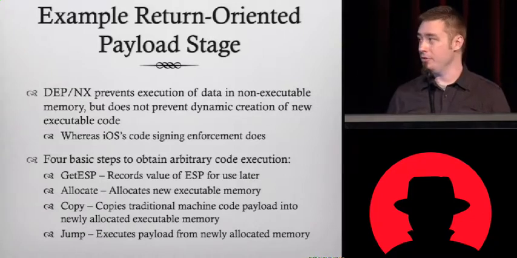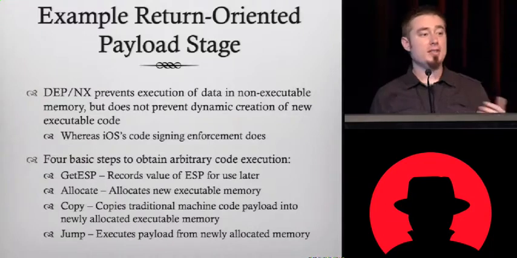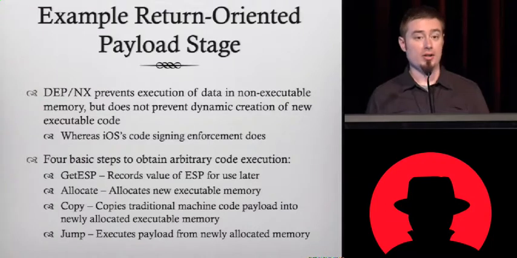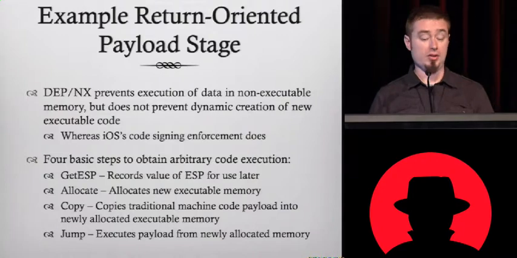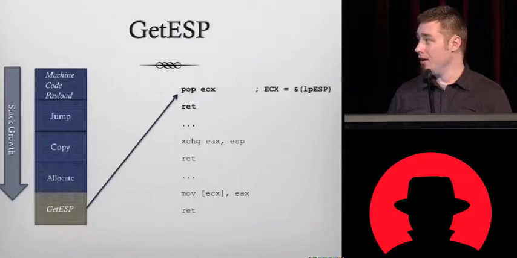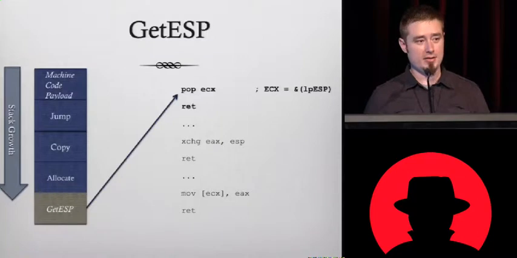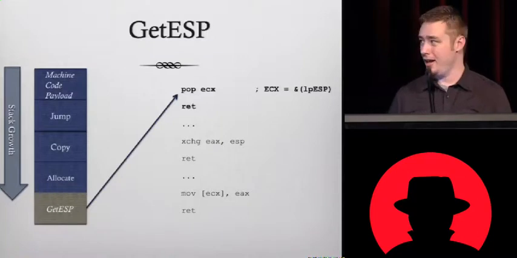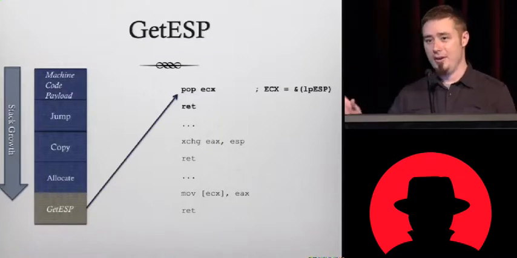So here we're going to go through 4 basic steps. First, you need to get your stack pointer. You need to find out where you're executing from, because we're going to need to patch up memory a little bit. And then we're going to allocate some more memory. We're going to copy our payload in, and then we're going to actually jump to execute it. So it's been at least like 10 minutes since I showed a stack diagram, and I know you're all waiting anxiously for the next one. So here you go. You can all relax.